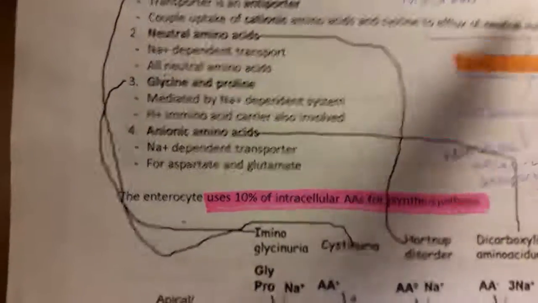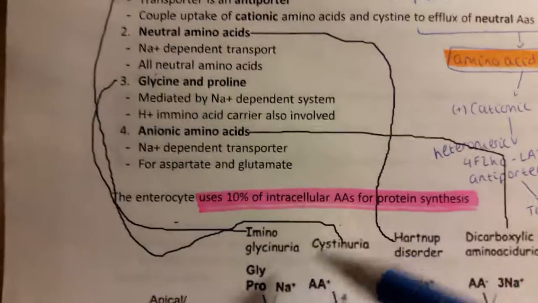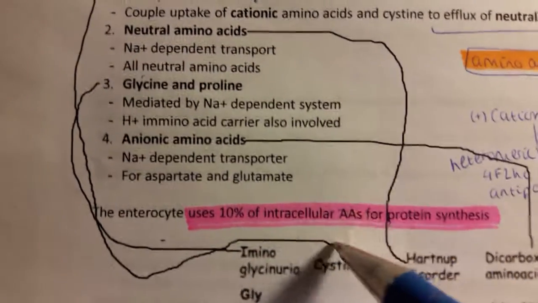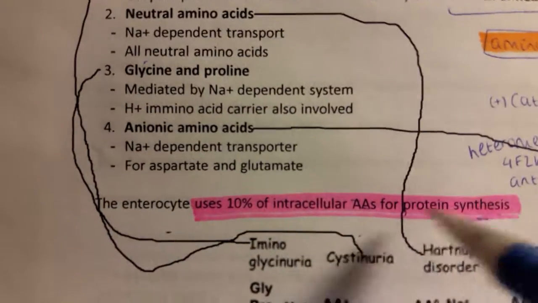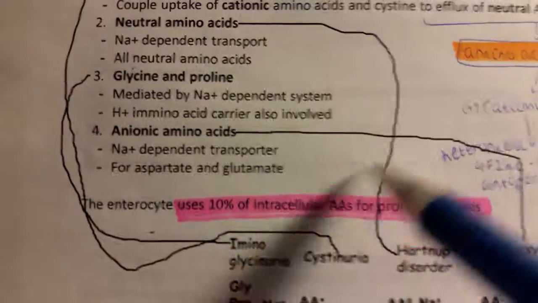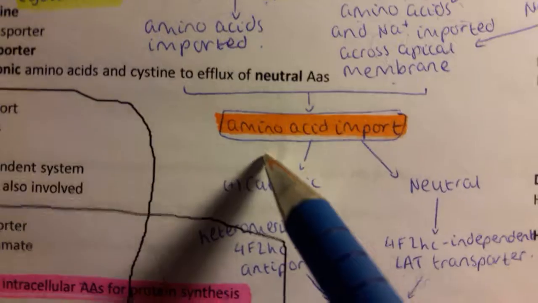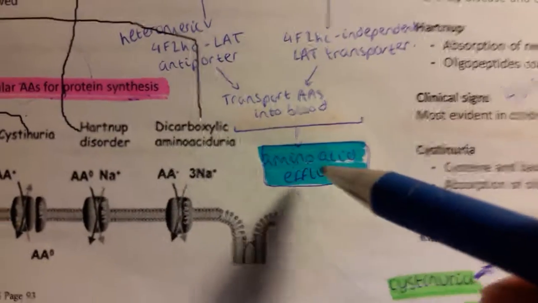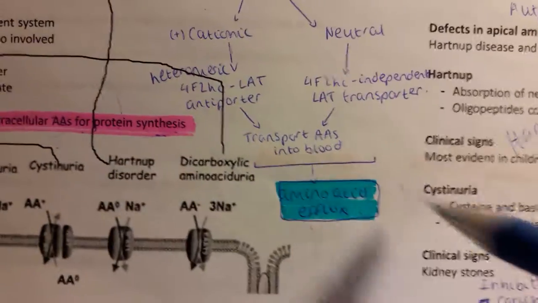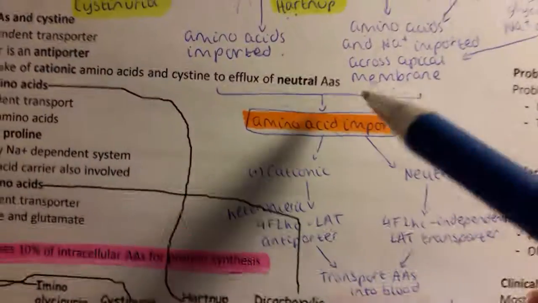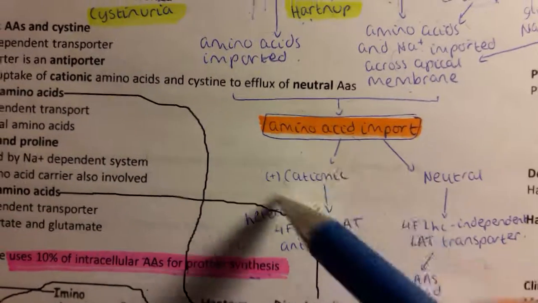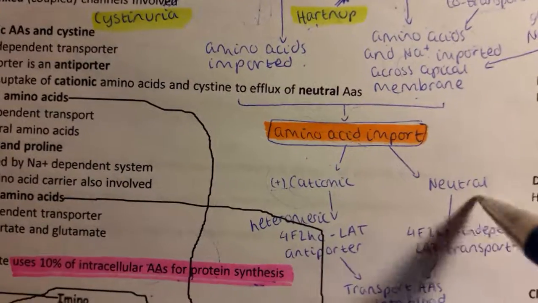Now, once the amino acids have entered the enterocyte, 10% of them are used by the enterocyte for protein synthesis. So what happens to the rest of them? Well, once they've been imported, they're effluxed across the basolateral membrane into the blood. So this is how it happens. The amino acids that are imported are put into 2 categories: they're either cationic, which are positive, or neutral.